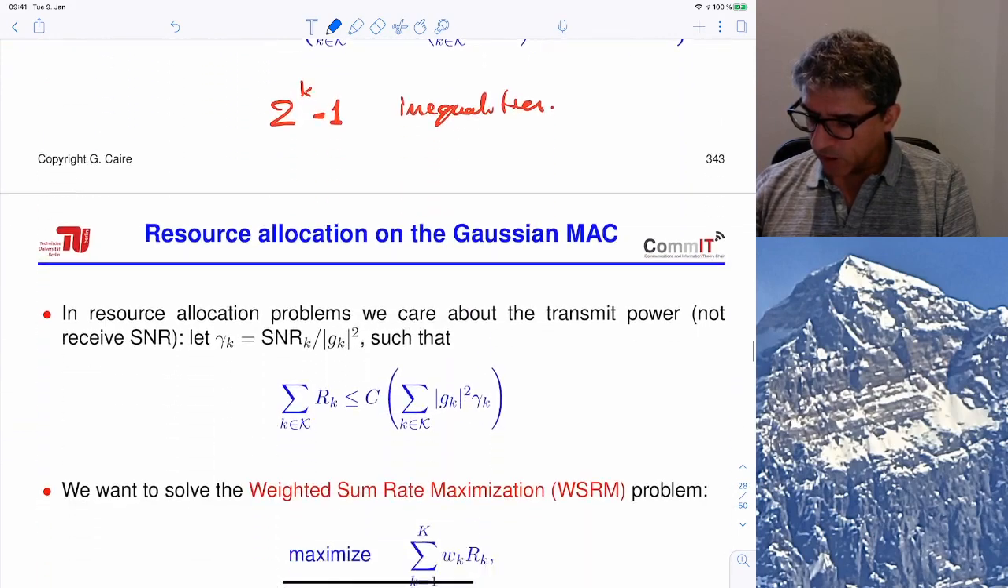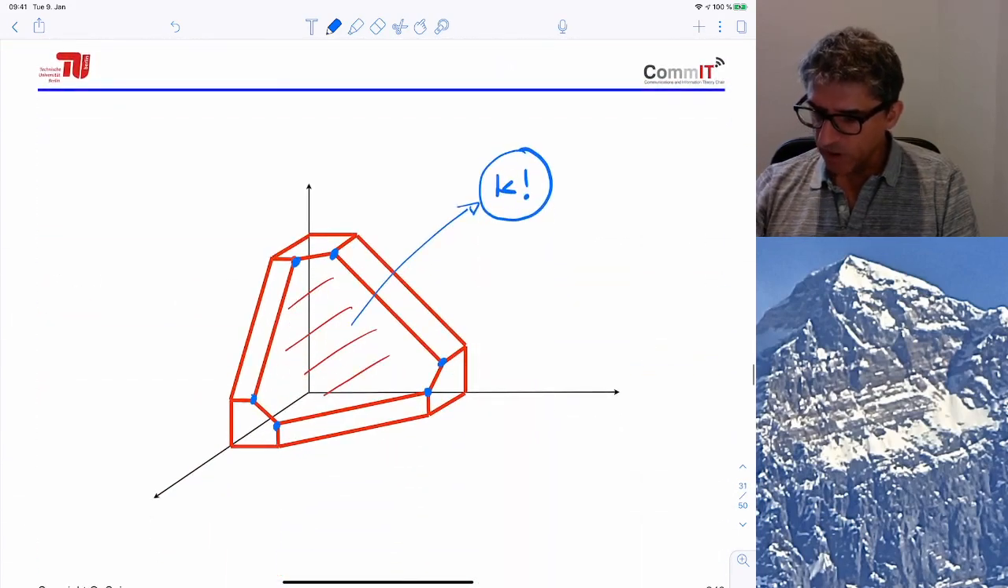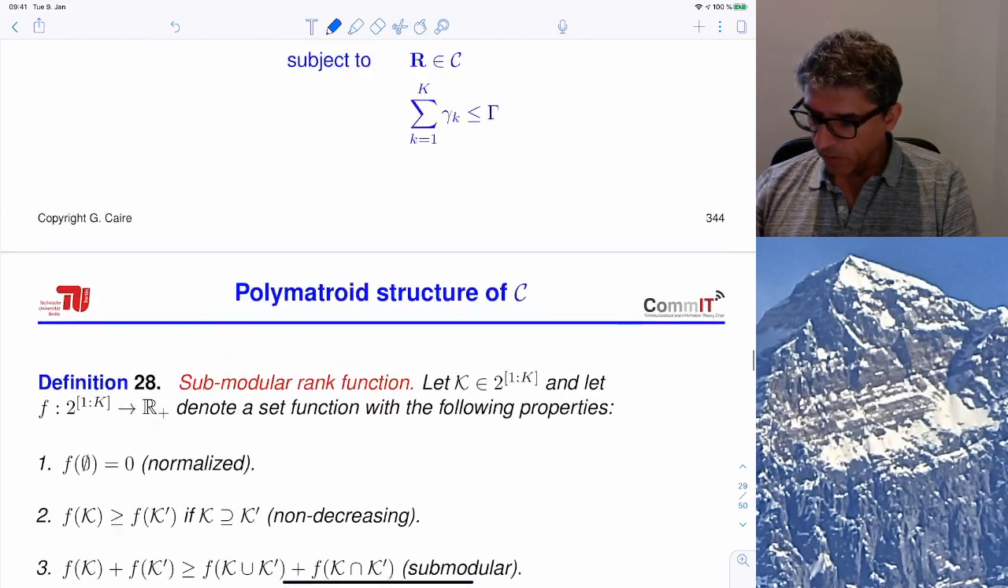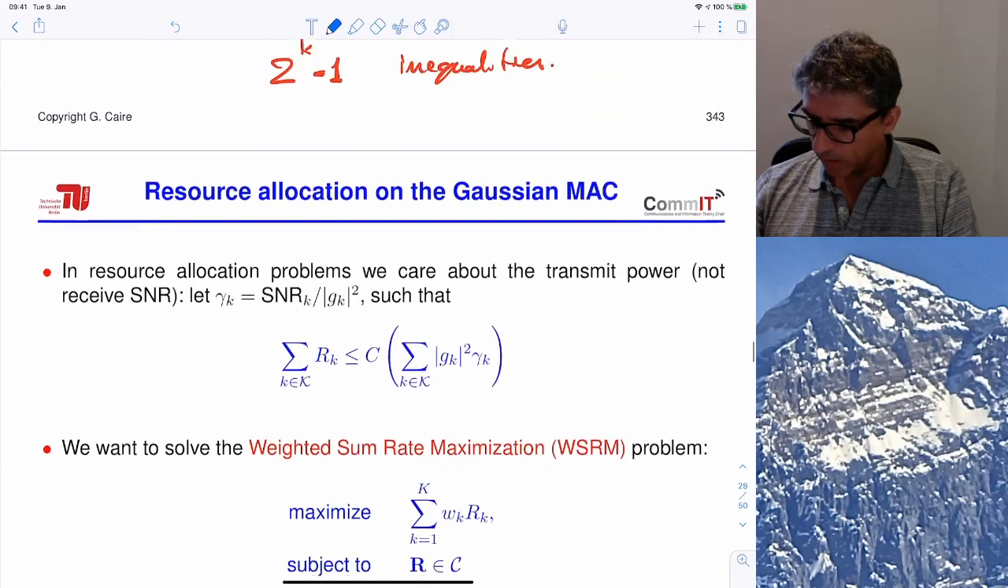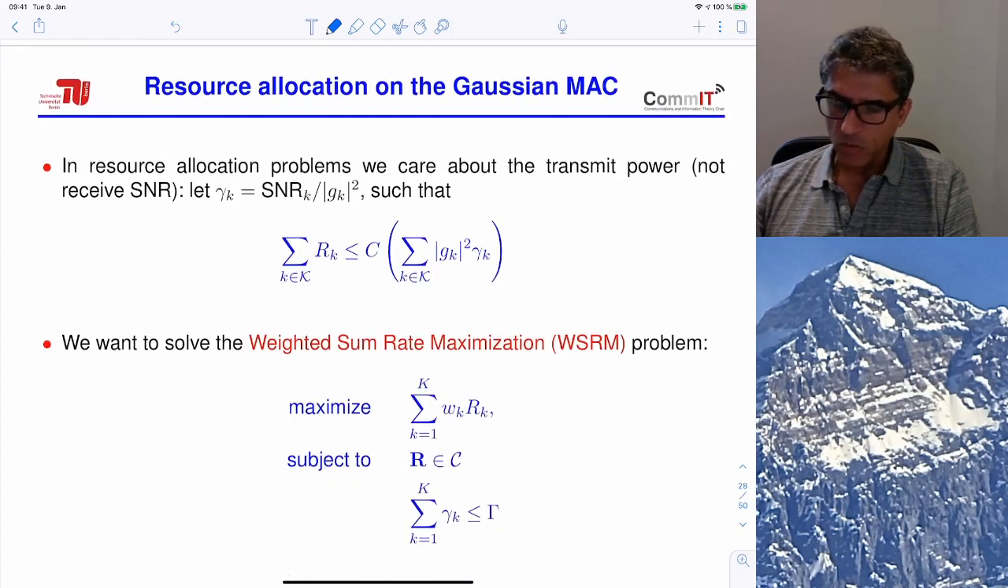So we stop here, and then in the last part of this chapter, we talk about the problem of resource allocation on the Gaussian MAC that uses critical properties of the shape of this region, which is called the polymatroid. This is a very important combinatorial polytope with important properties that allow us to solve resource allocation problems, which we will define, in an efficient way for the Gaussian MAC.